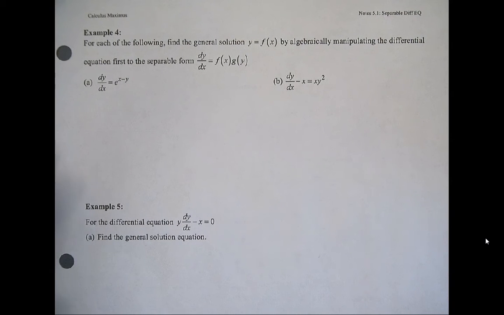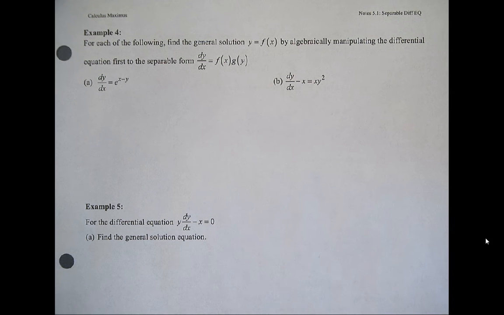Example 4, for each of the following, find the general solution by algebraically manipulating the differential equation. First, get it to the separable form. So don't forget, you always have to break this thing up into its separable form. So get all the y's and dy on the same side and all the x's and dx on the same side.